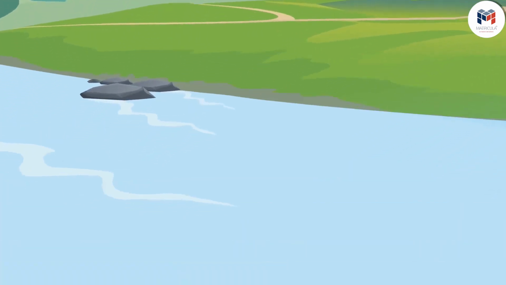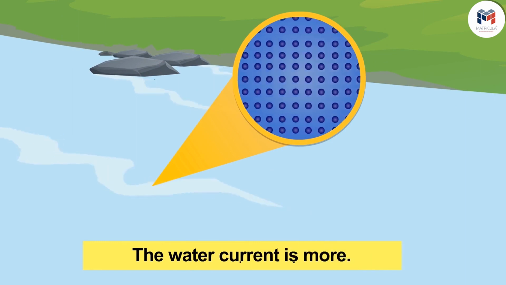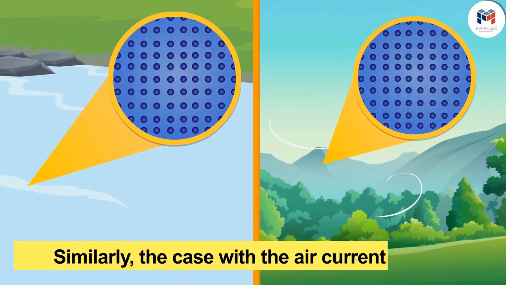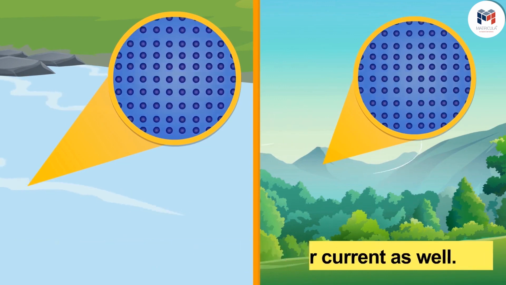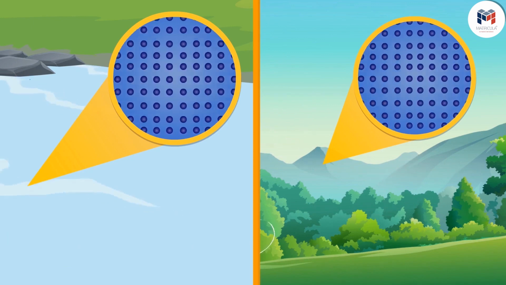Like the speed of the car, we can see the flow of water in the river in the same way and say that the water current is more. Similarly, the case with the air current as well. So it would be fair to say that current is a physical quantity which shows a relation of different parameters with time.